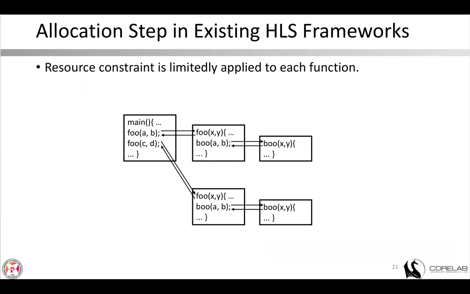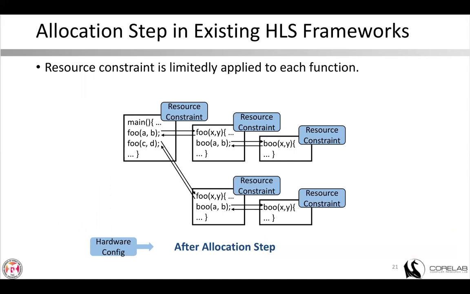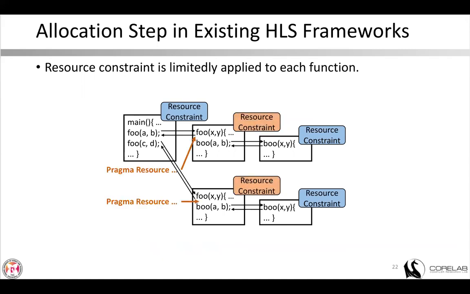Although the allocation step is very important to hardware design area, the allocation step of existing HLS tools has some problems. In existing HLS, it is difficult to manage inter-procedural resource constraints because resource constraints are only applied to each function. Even if we use a pragma for resource constraints, it is applied only to the function that uses the pragma.